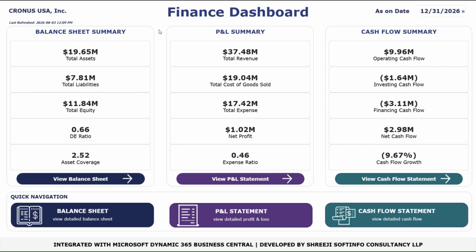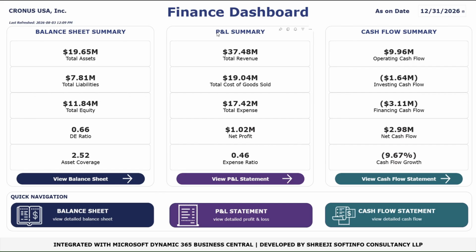The balance sheet summary provides a snapshot of the company's financial position by displaying total assets, total liabilities, total equity, debt-to-equity ratio, and asset coverage ratio. These KPIs help management quickly evaluate the organization's financial strength, solvency, and capital structure.